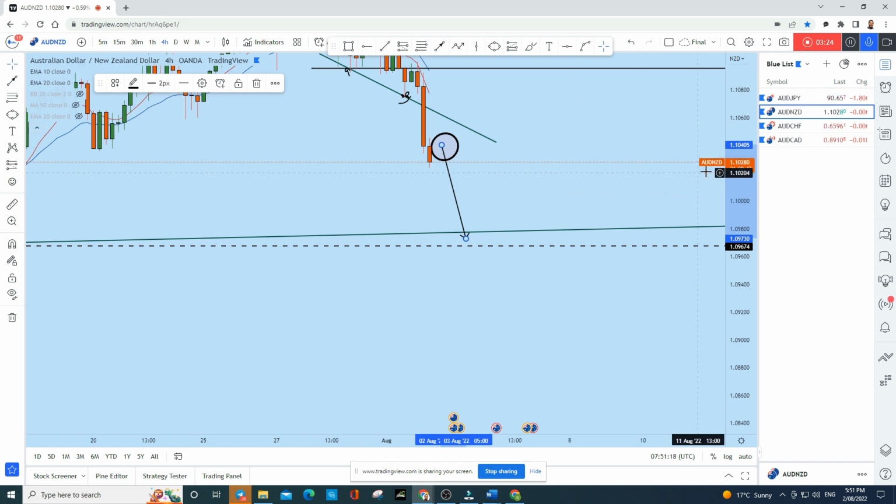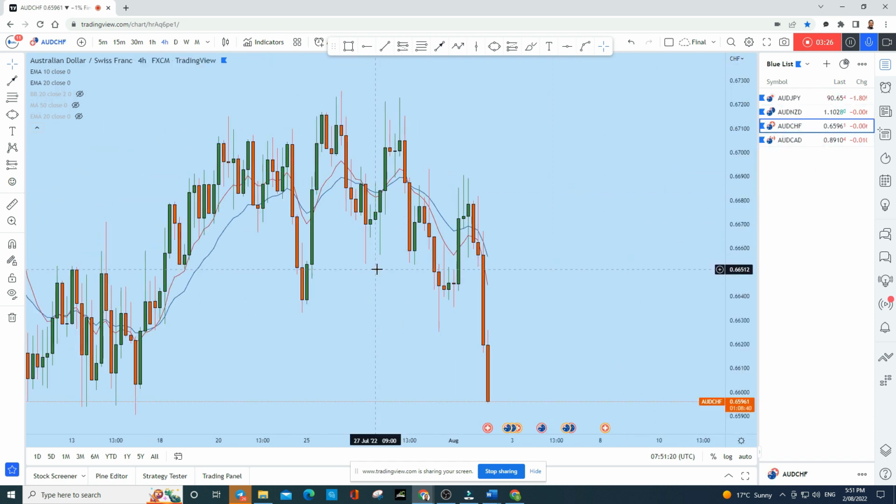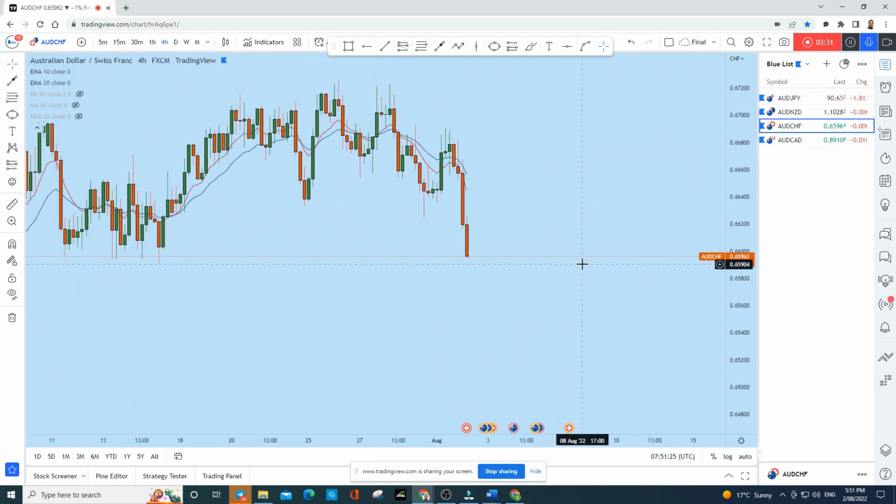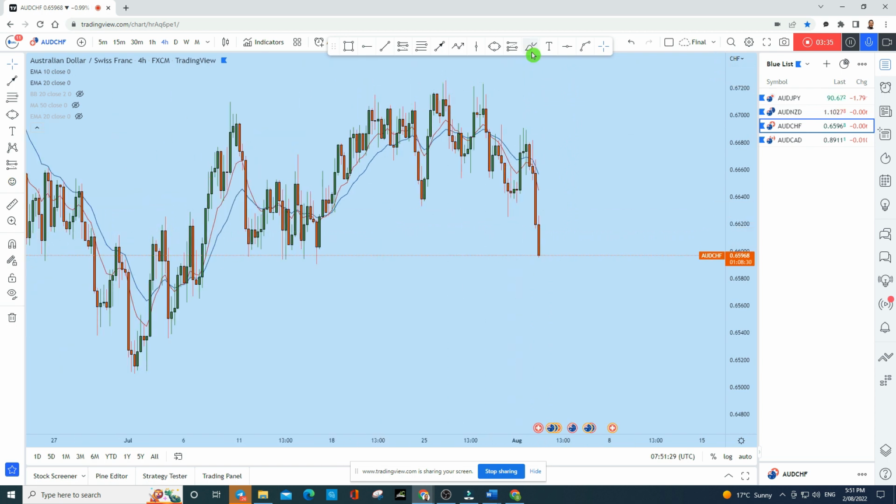So this one is AUDNZD. Let's look at AUDCHF. We can see that AUDCHF looks a little more strongly bearish than AUDNZD, but we have seen the same kind of pattern on AUDCHF.